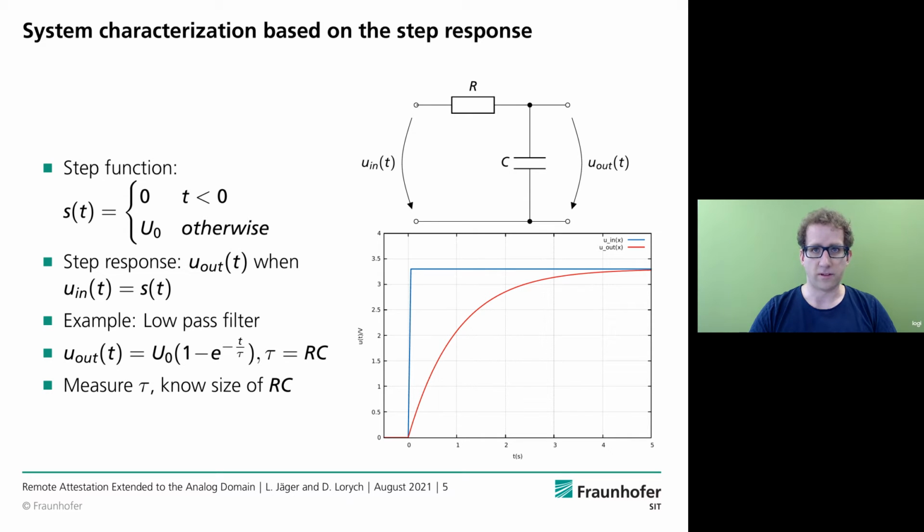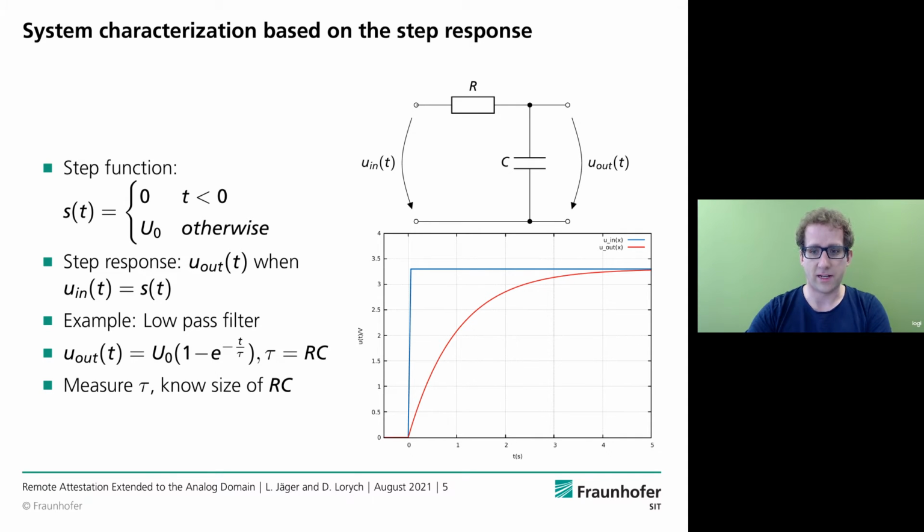And one of the simplest techniques to do that is the step response. The step response is a property of a system, as shown in the circuit diagram. It has two clamps where there is an input voltage and two clamps where there's an output voltage. And the step response is the output voltage that results from applying the step function to the input voltage.